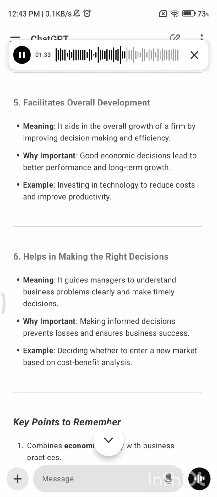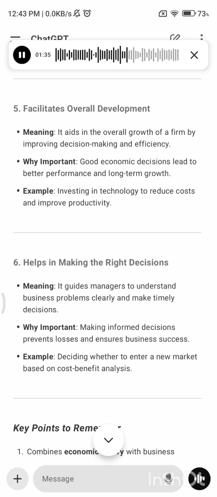5. Facilitates overall development, meaning it aids in the overall growth of a firm by improving decision-making and efficiency. Why important? Good economic decisions lead to better performance and long-term growth. Example: investing in technology to reduce costs and improve productivity.